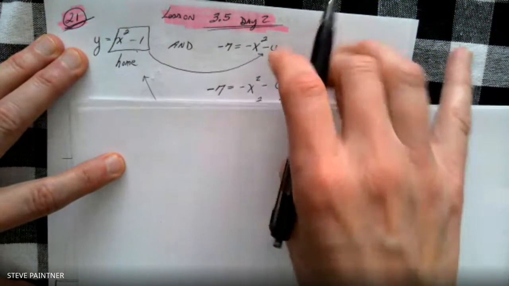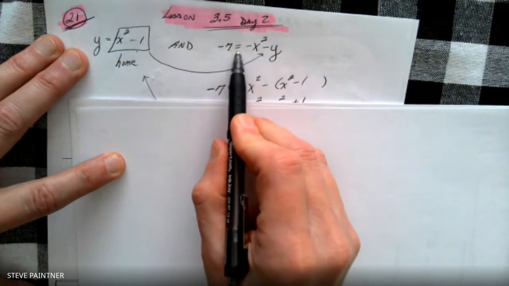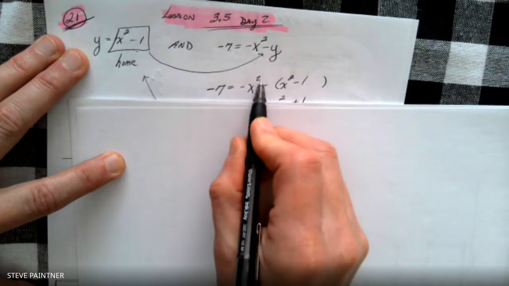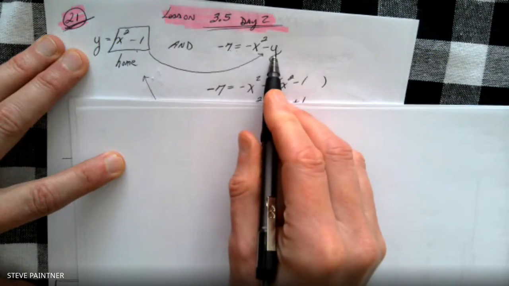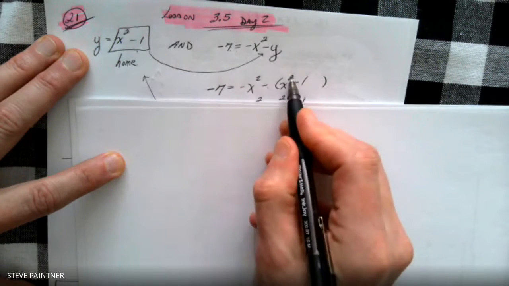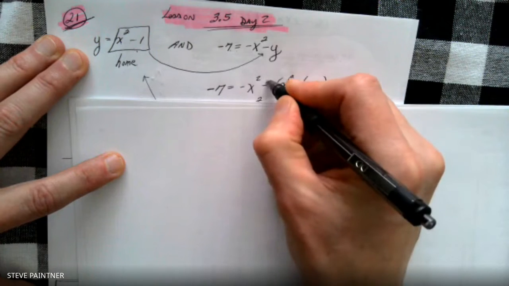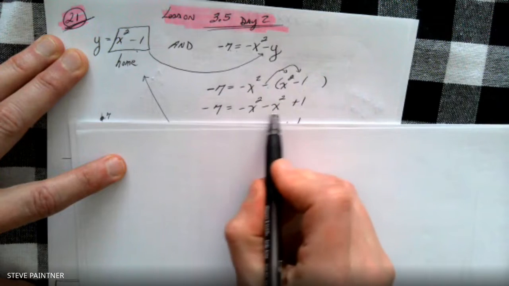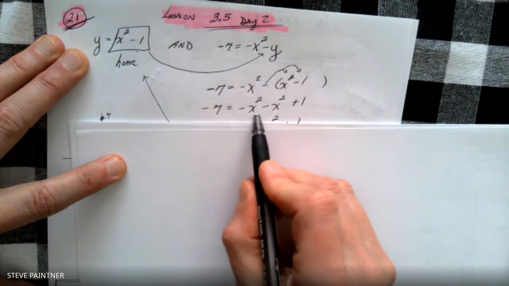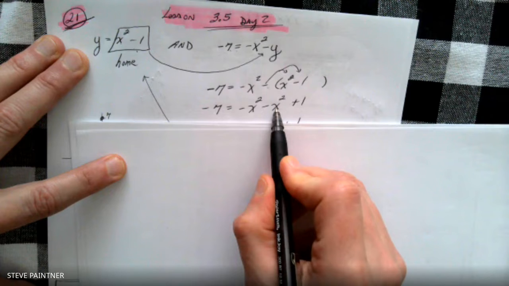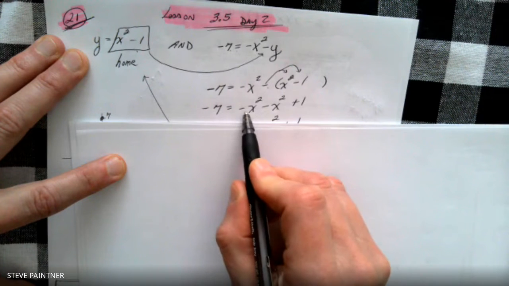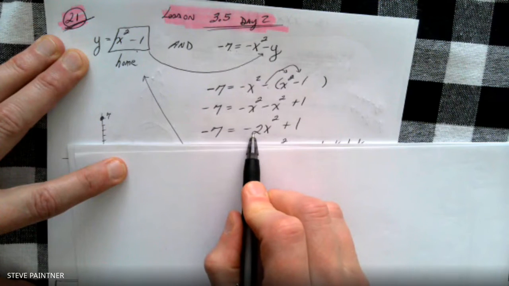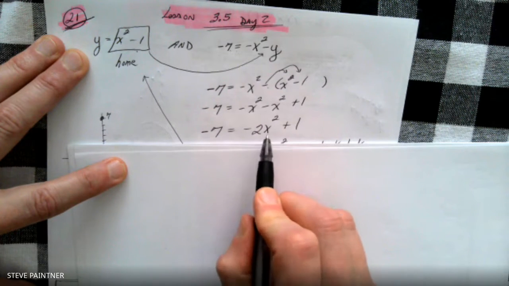And here I go. So I go -7 equals negative x squared minus y. So here I write it, -7 equals negative x squared minus whatever y is. Well, y is over here, x squared minus 1. Then I run the negative through and get this. Then I look and I go, I got x squared, I got x squared, I got like terms. What's a negative 1x squared and a negative 1x squared? Well, that's a negative 2x squared. Okay, now I got to solve for x.